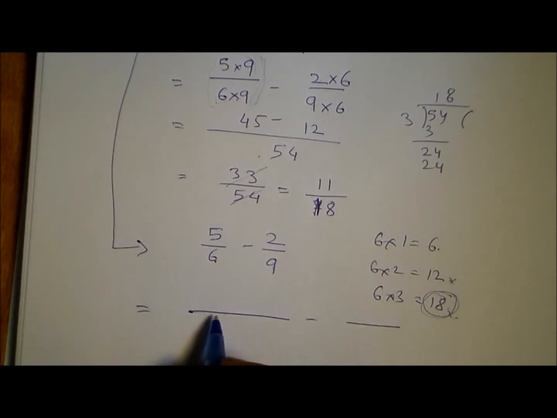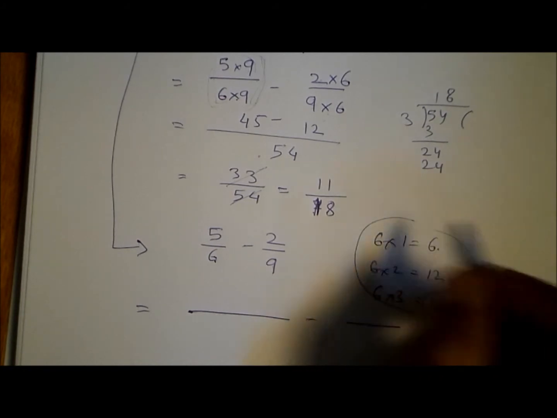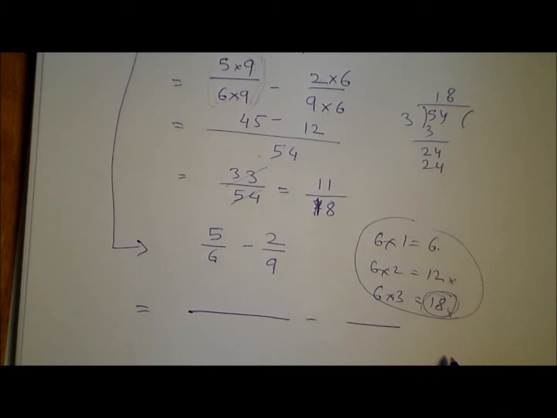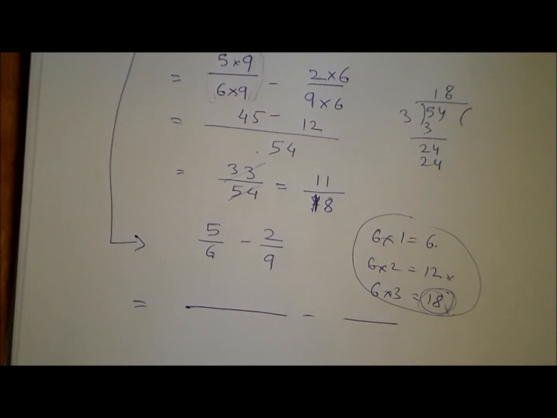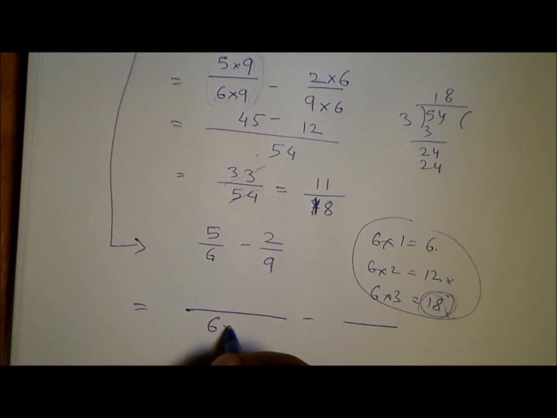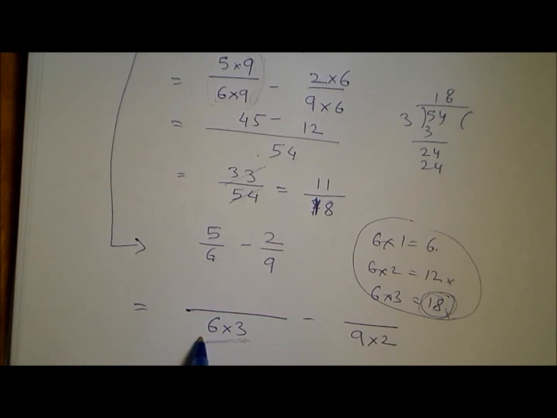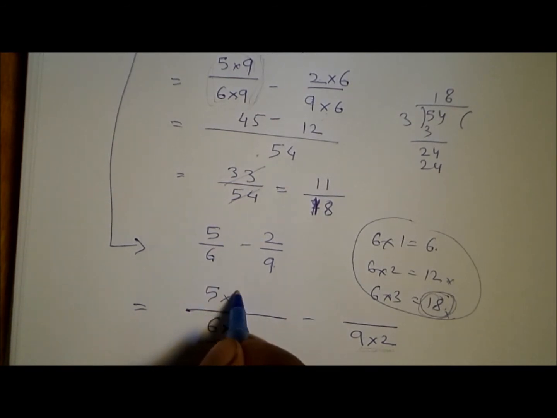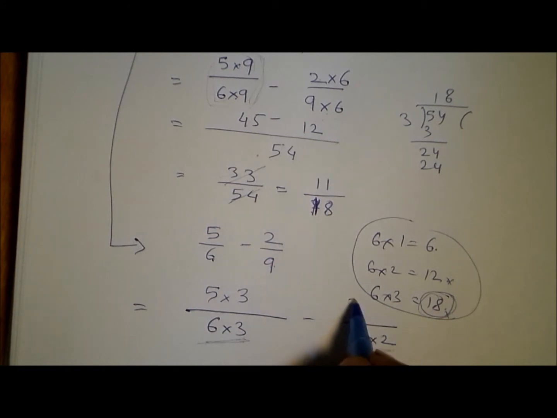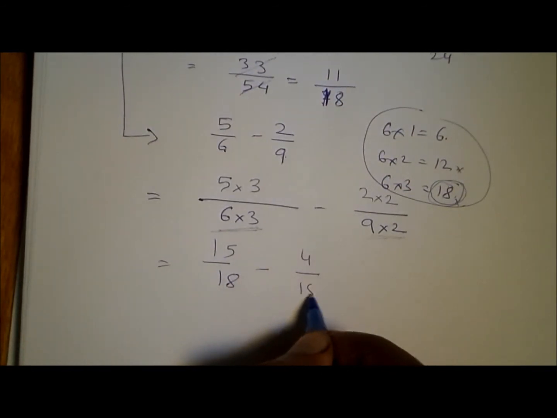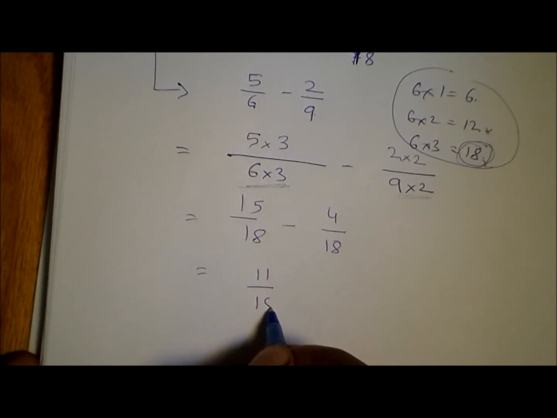It's the smallest number, and that 18 is called the least common multiple. So we write 6 into 3 and 9 into 2. We want 18 here, and that is 6 into 3, and 18 here we can get by 9 into 2. Now 3 is here, so we multiply 5 also by 3. We have 2 here, that we multiplied by the same 2 here. This becomes 15 by 18 minus 4 by 18, which is the same as 11 by 18.